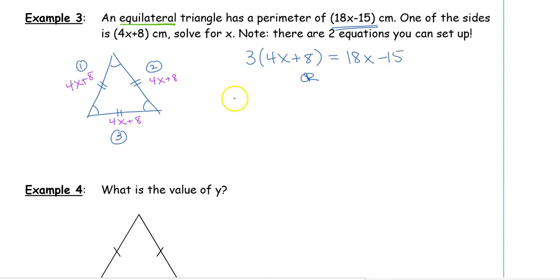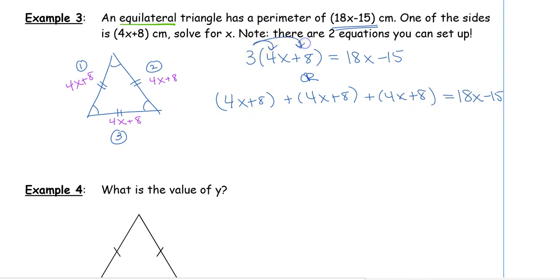Or you can just add the three sides 3 times. So 4x plus 8 plus 4x plus 8 plus 4x plus 8. It takes those three sides to give me my perimeter of 18x minus 15. Then we combine our like terms, or we distribute if we use the first one, to give us 12x plus 24 equals 18x minus 15.